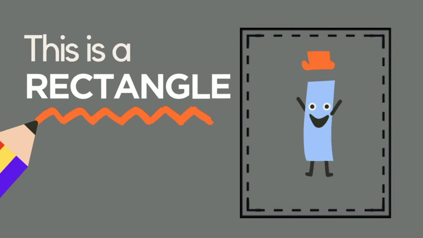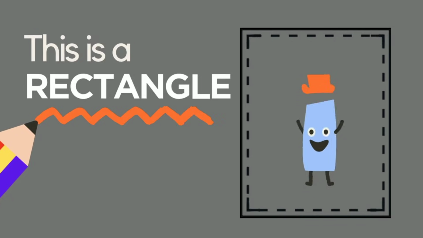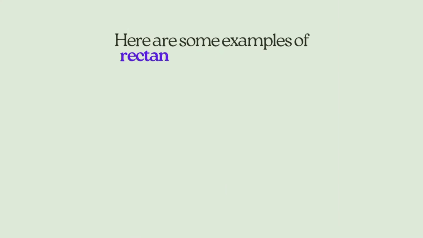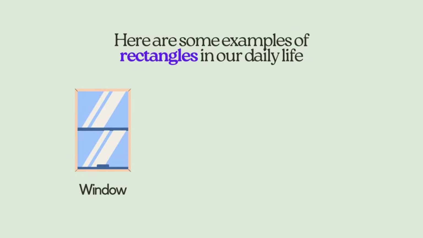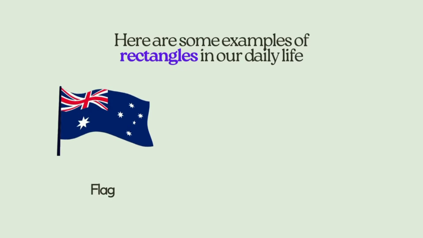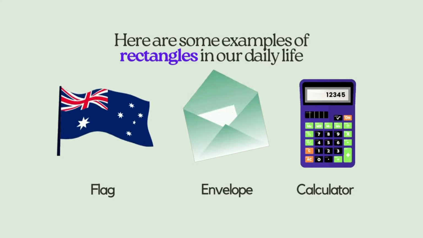This is a rectangle. A rectangle has 4 sides, just like a square, but 2 sides are longer. Here are some examples of rectangles in our daily life. A window. A book. A phone. A flag. An envelope. A calculator.